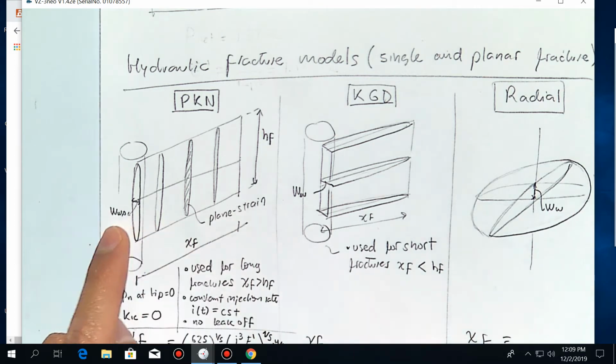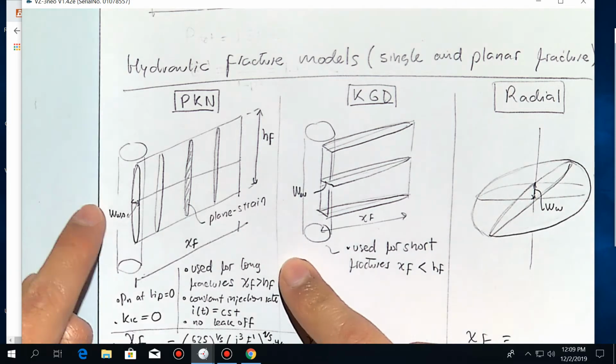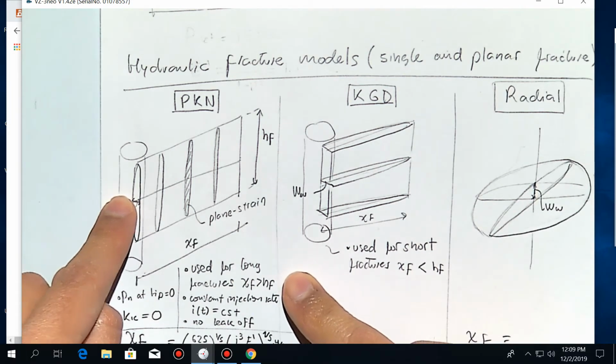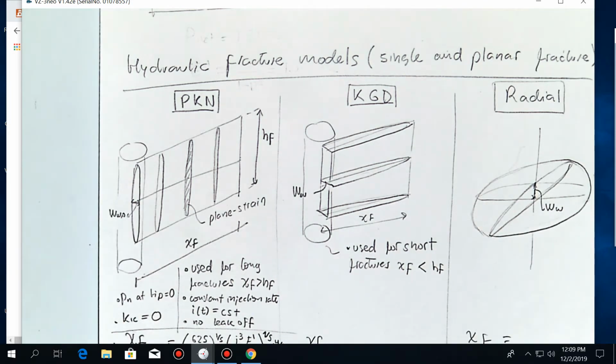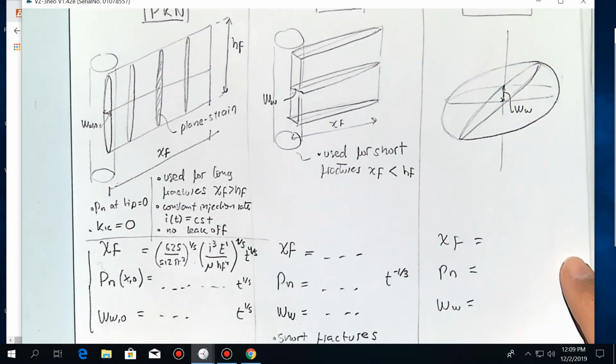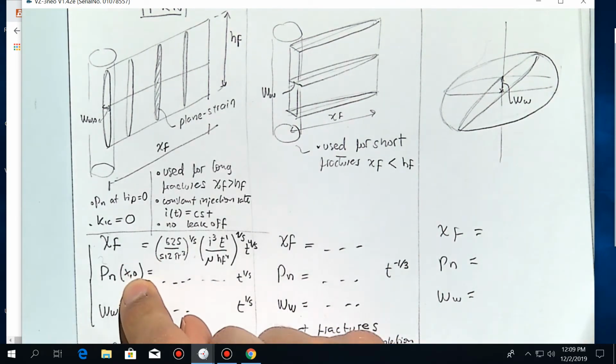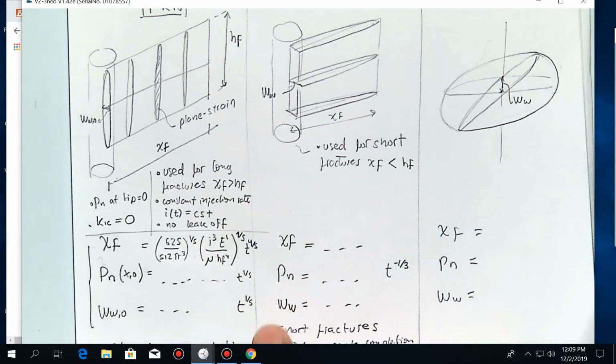And as you may expect, the amount of fluid flow that goes through a fracture is going to be proportional to that fracture width. It's going to be inversely proportional to the viscosity of the fluid. So when you put all of these together, you can arrive at these equations of fracture half length, net pressure, and fracture width as a function of time.